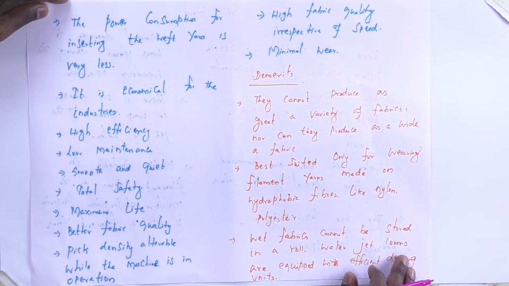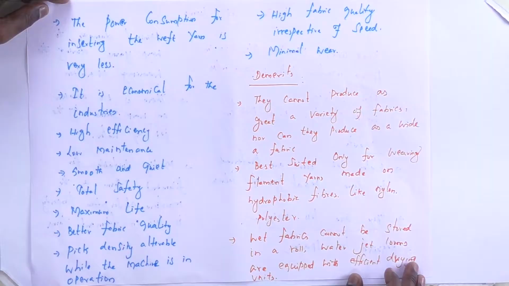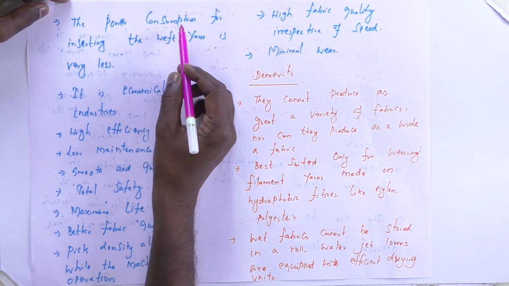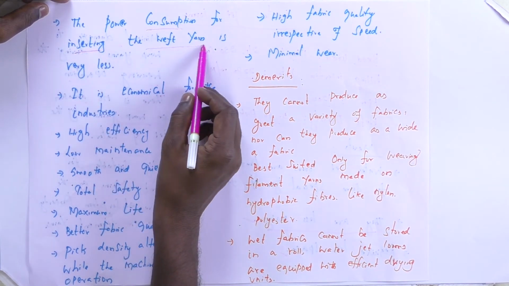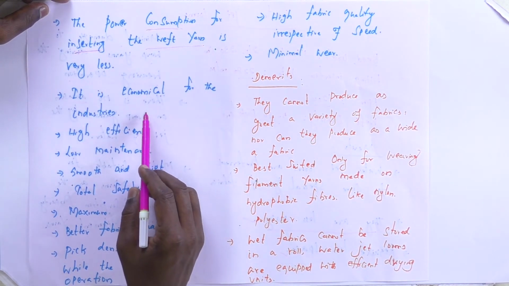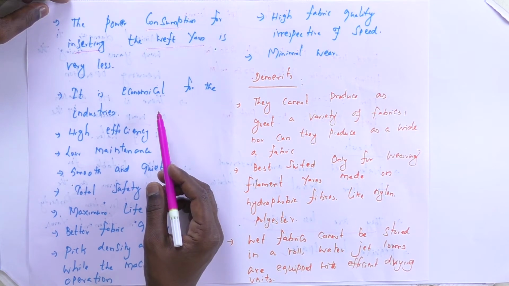The power consumption for inserting the weft yarn is very less. In the case of shuttle loom and projectile loom, a separate power is required for inserting the weft yarn, which is completely eliminated in water jet looms. It is economical; it is mostly used for economical purposes.